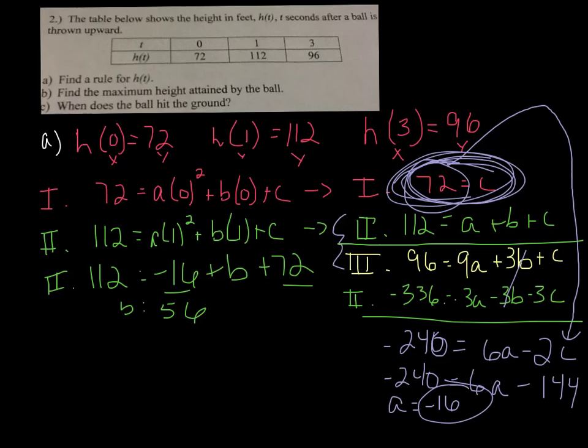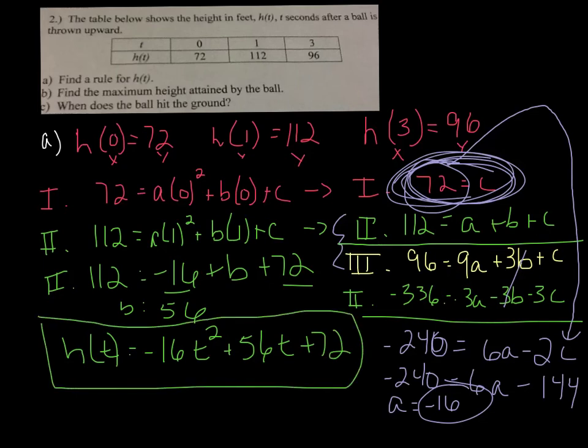Sweet. So now we can write our equation. H of t equals negative 16t squared, or our rule, I should have said, not equation, plus 56t plus 72. Ding, ding, ding. There you go. That quadratic rule or quadratic model will tell you at any given time where the ball is, how high it is off the ground. Let's go to part B.